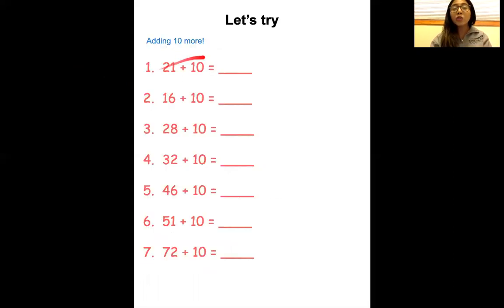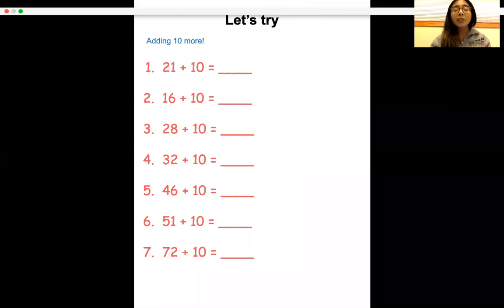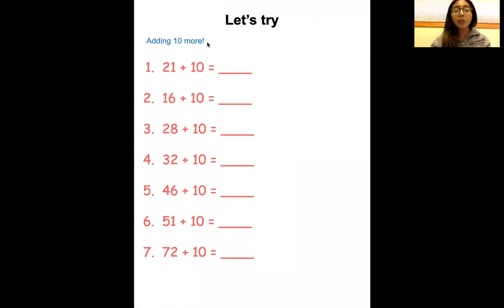Now let's see if we can do these next problems really quickly together. So let's do the first one. 21 plus 10. I know that only my tens place is going to change, so my answer is 31. So let's make sure that we write our answer down as 31. Because only my tens place changed. My ones place did not change.